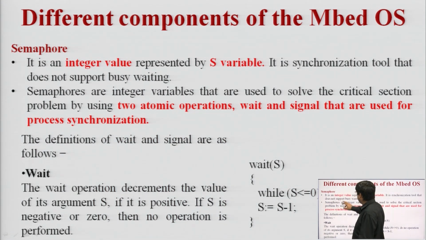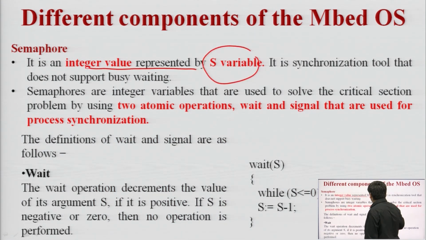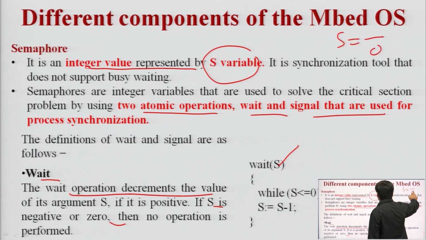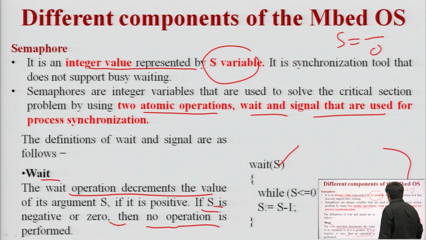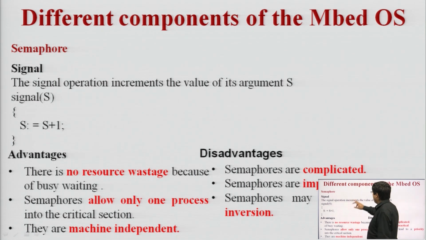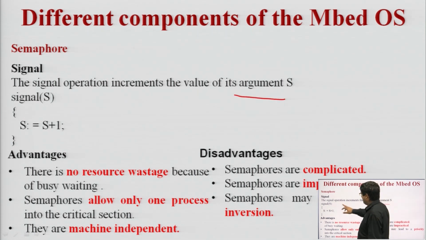Semaphores basically have an integer variable, here s, and two atomic operations, wait and signal, that are used for the process. In the wait operation, if s is negative or 0, no operation is performed. Here we are writing the code for semaphore wait: while s is less than or equal to 0, do no operation; then s equals s minus 1. This works in the wait state. After that we have the signal stage. In the signal stage s has a positive operation, s equals s plus 1.